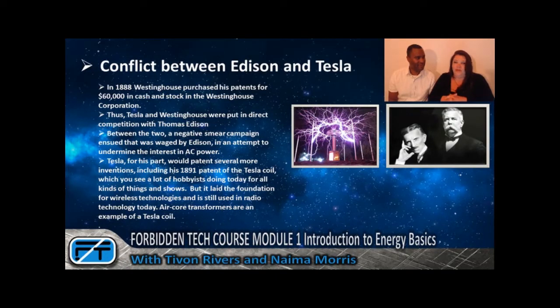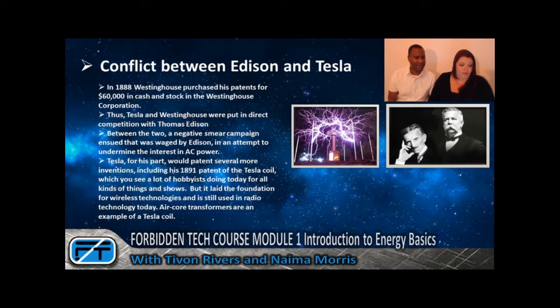But there were these big public displays, and they were basically duking it out around electricity. There were some conflicts between them. They had some personality struggles between the two of them, and they fought a lot for many years. So let's just talk about what those struggles were. In 1888, Westinghouse purchased Tesla's patents for $60,000 in cash and stock in the Westinghouse Corporation.